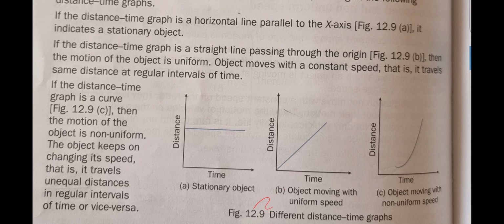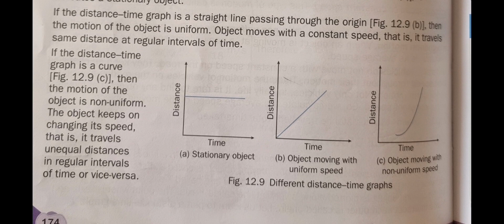This is the stationary object. You can see here a horizontal line. An object moving with uniform speed means that according to the time, distance increases by the same amount. Time and distance graph, object moving with non-uniform speed. You can see in this graph.